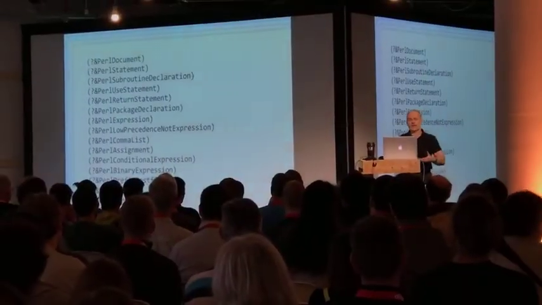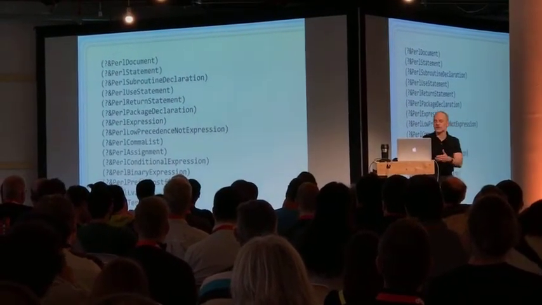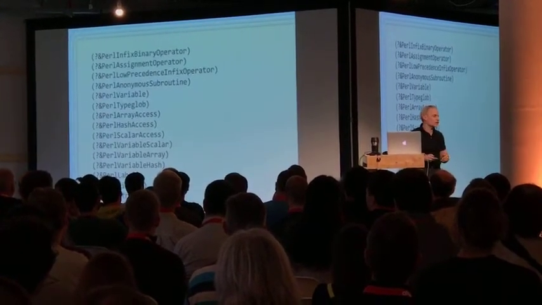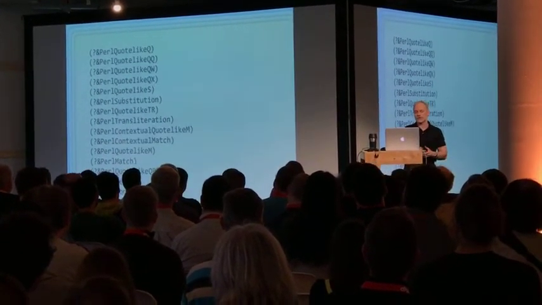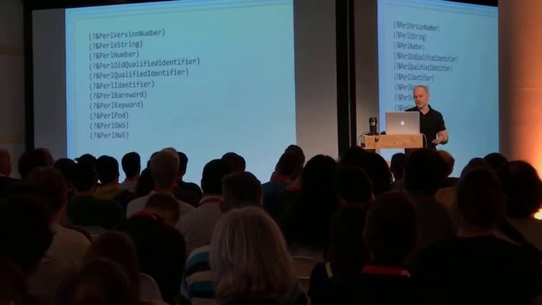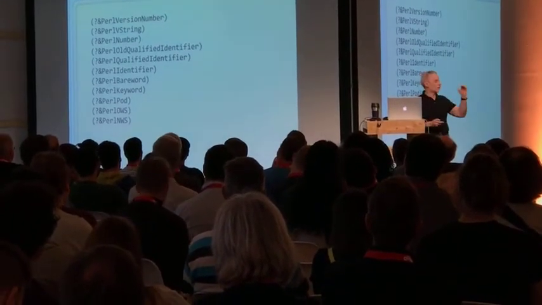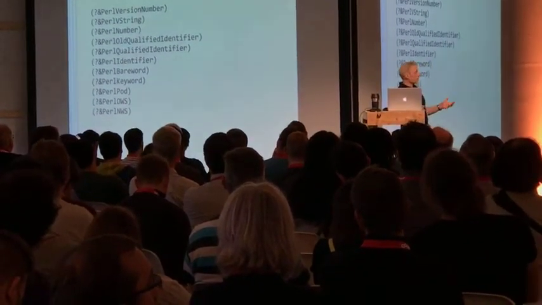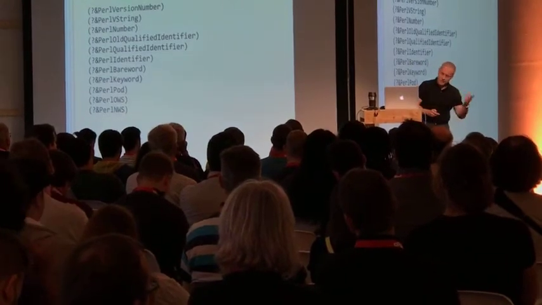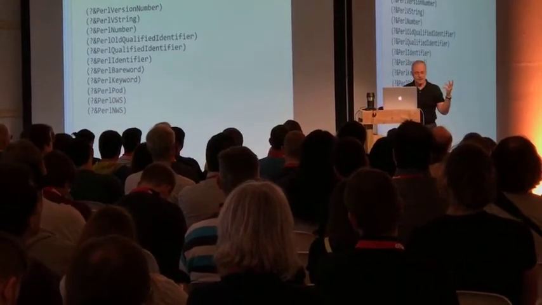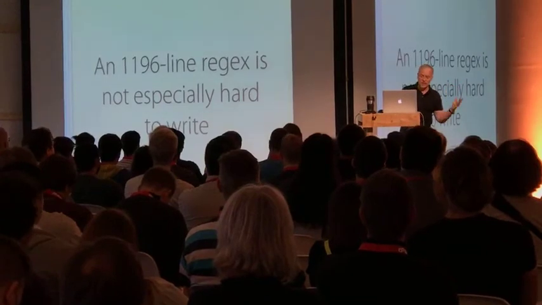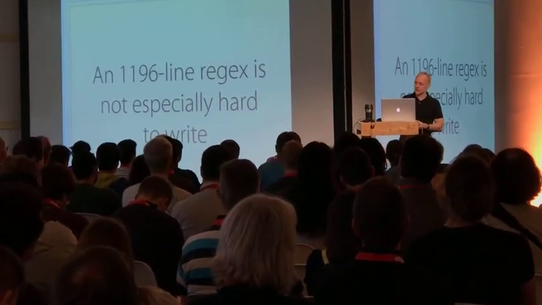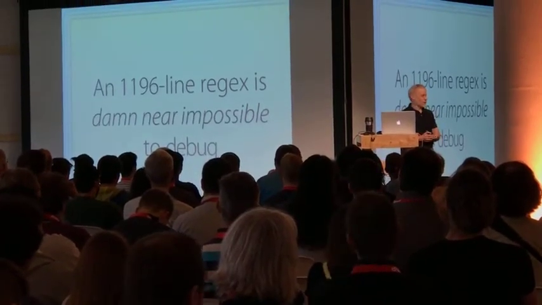A whole document, a statement, a return statement, a term, a format, a block, parenthesis list, anonymous arrays, literals, quote likes, here docs, regexes, bare words, all the way down to pod and optional and necessary white space. Now the thing I'm going to tell you, which you're not going to believe, but it's absolutely true, is it turns out that it's not actually all that difficult to write an 1196 line regex. What turns out to be difficult is to debug the damn thing.